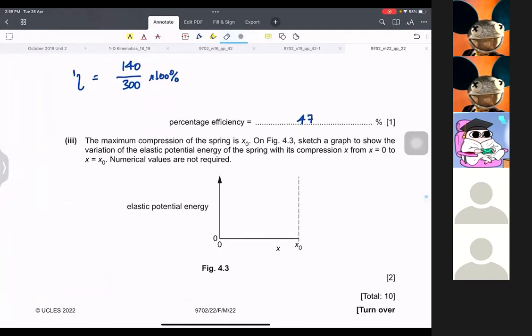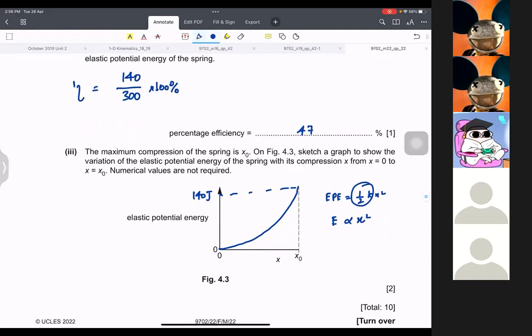Not that hard. Now the maximum compression of the spring is x naught. On figure 4.2, sketch the graph of elastic potential energy and the compression. Now you guys need to understand that elastic potential energy is equal to half kx squared. These two are constant. So energy will be proportional to x squared. So x squared graphs are like this, by the way. And this be 140. Okay. Any questions? Let me know.